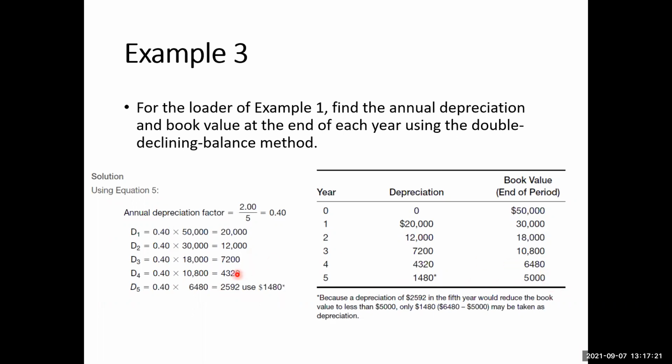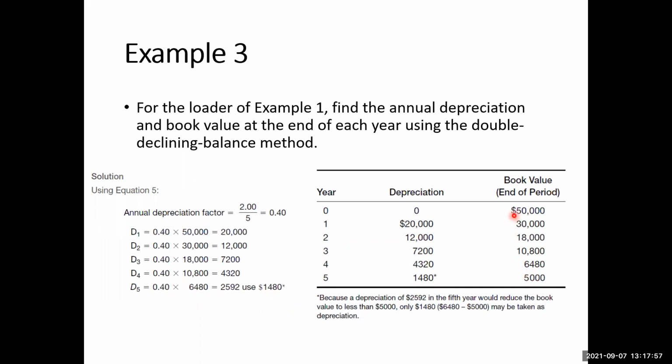Okay. So in this case, in the 5th year, we will change our method. Because it is giving us a value of less than $5,000, and we cannot go less than $5,000, we will by force put $5,000 over here. And then with the difference of 6,480 and 5,000, we will put a value of depreciation in the last year as 1,480. So in this way, we can achieve the salvage value.